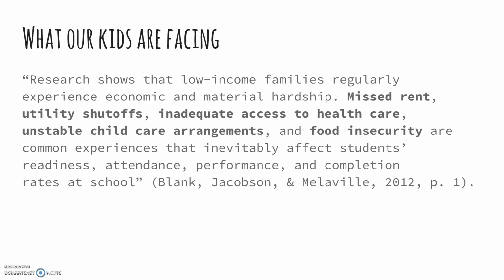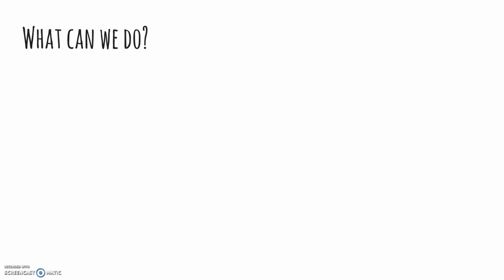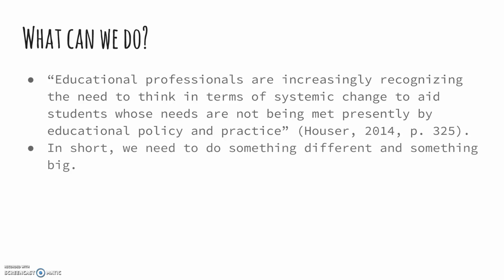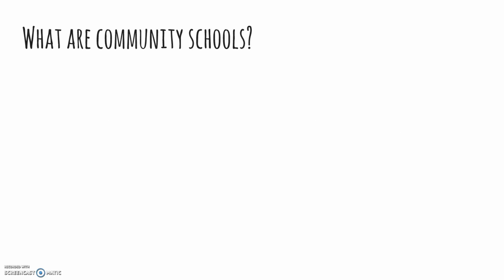And for those of you working in high poverty areas or who have worked in high poverty areas before, all these issues probably sound very familiar to you and very common to your children. So what can we do? As educational professionals, I think we all would agree with this, that there needs to be a systematic change to help students whose needs are not being met by our educational policy and practice. So basically, we need to do something different and it needs to be big. These need to be whole-scale systematic changes instead of continually trying to put band-aids on life-size gashes.